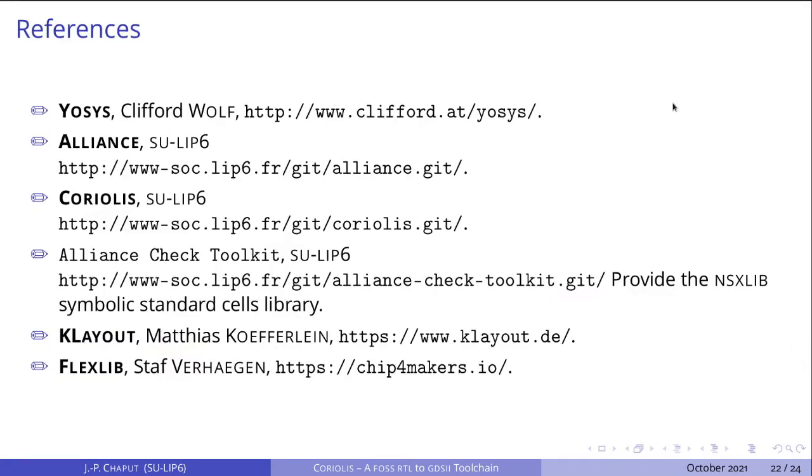Here are the references of the main tools I did build the design flow upon. It is not complete, but it is the most important ones. So we have, of course, Yosys, Alliance, Coriolis, the Alliance Check Toolkit, KLayout, and FlexLib. FlexLib is a library to perform designs. We will see that after.